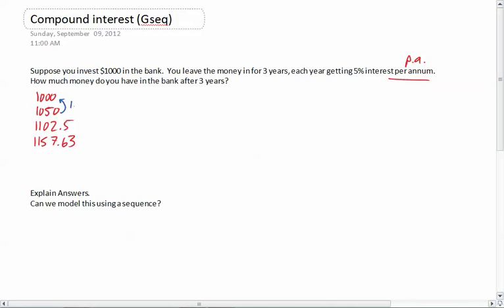Now, it's 1.05 because when I went from the 1,000 to 1050, I added 5%, but then I kept the 100% that I already had. Remember, 1 is the same thing as 100%. It means you're keeping everything that was there. So 1.05 represents the fact that you had 100% plus another 5%.